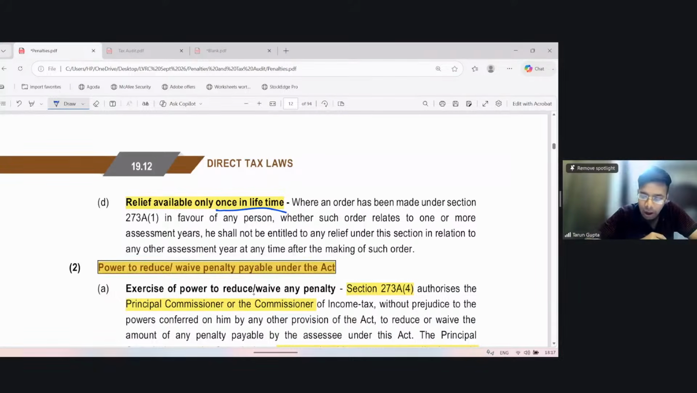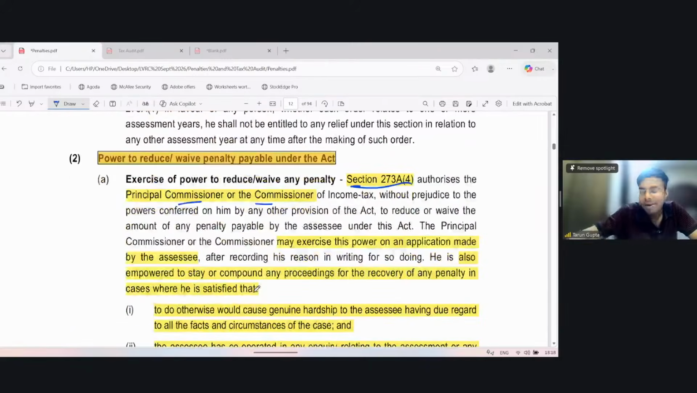Now we come to 273A subsection 4. Here also, the Principal Commissioner or Commissioner are authorized, but here they can act only on the application made by the assessee. You remember under 273A subsection 1, they could act on their own motion, but in 273A subsection 4, they can act only on the application made by the assessee.